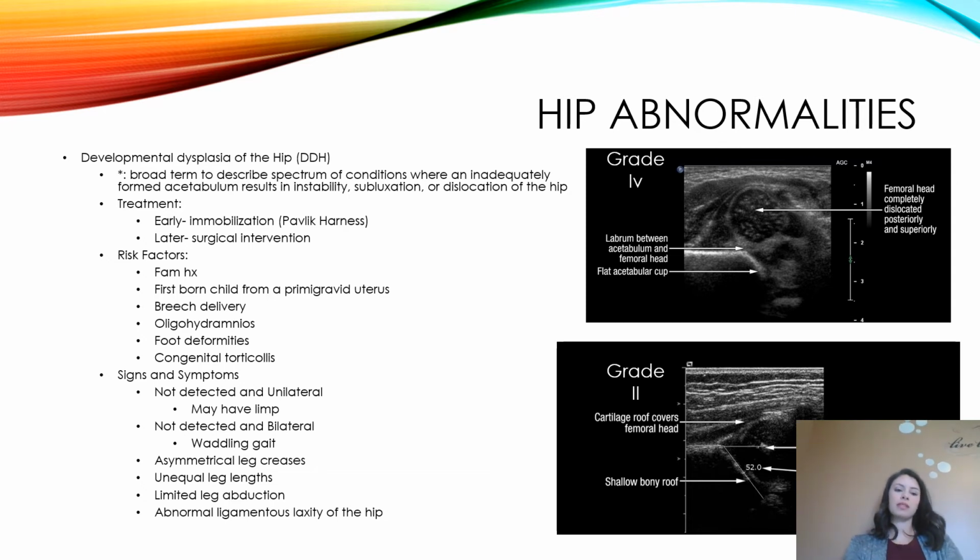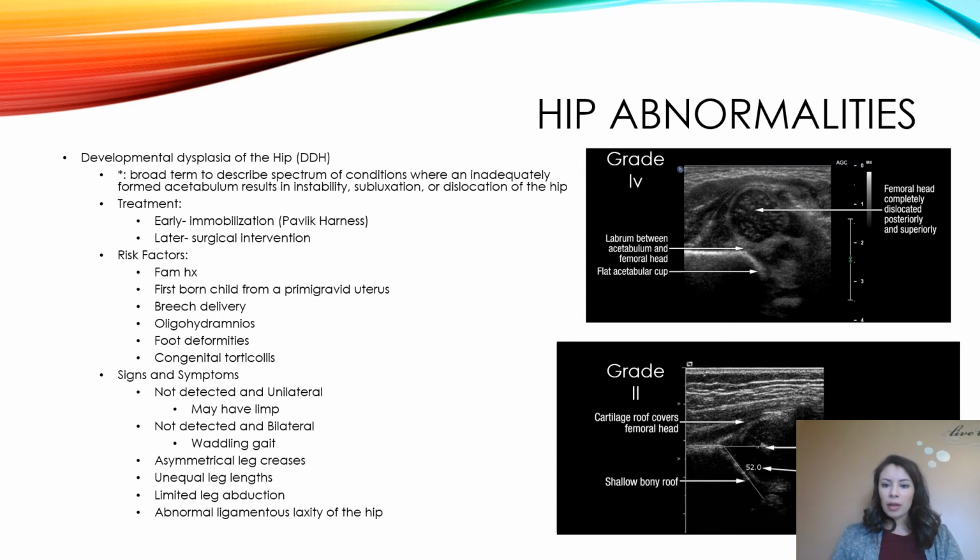Some signs and symptoms, if it's not detected and is unilateral, they may have a limp. If it's not detected and it's bilateral, they're going to have a waddling gait. So this is asymmetrical leg creases, unequal leg lengths, limited leg abduction, and abnormal ligamentous laxity of the hips.